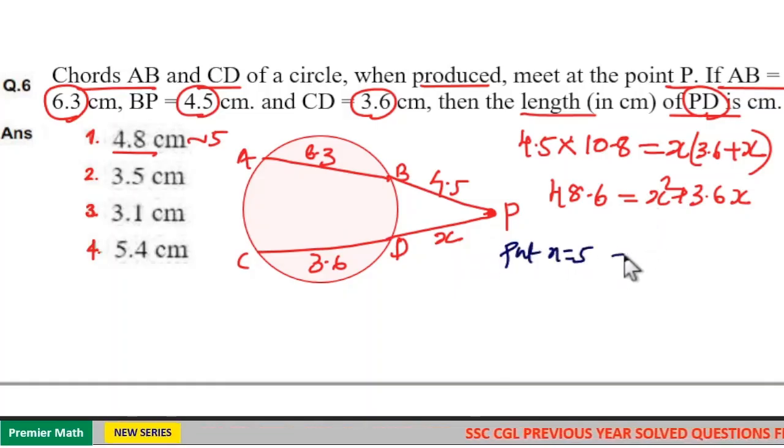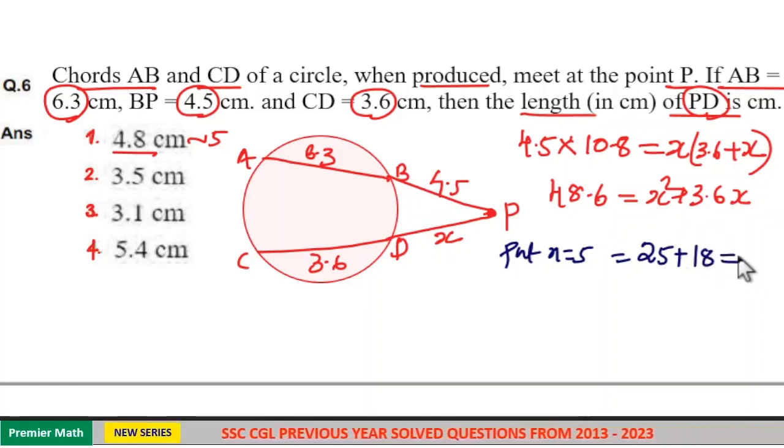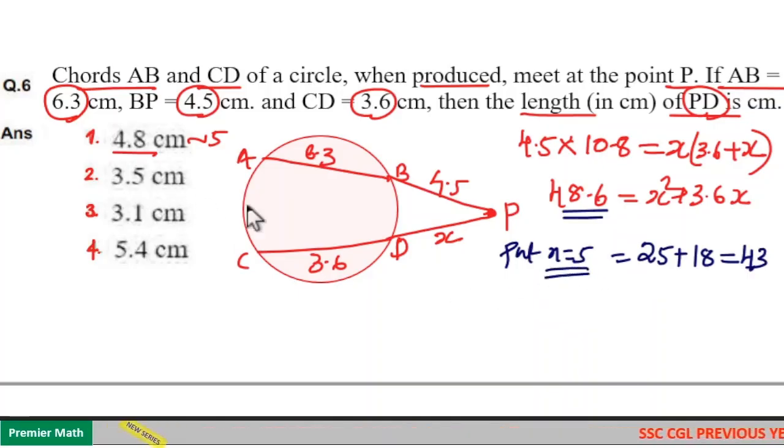Now x square is equal to 5 square, which is 25, plus 3.6 into 5. 3 into 5 is 15. 0.6 into 5 is 3. So 15 plus 3 is 18. 25 plus 18 is equal to 43, which is less than 48.6. Which means even if you put x value as 5, you will get a lesser value. So 4.8 is not your answer.